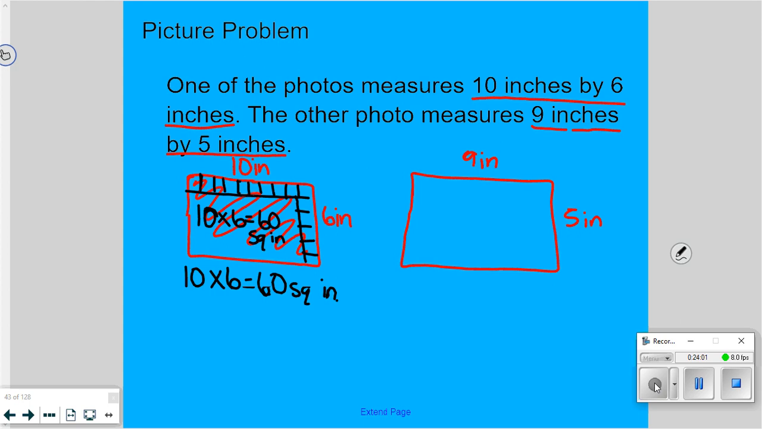What about our other photo? What would I do to figure out the amount of space that other photo takes up? What would I do? I should see a lot more hands. What would I do? I want to know how much space that photo's taking up. Gabby?